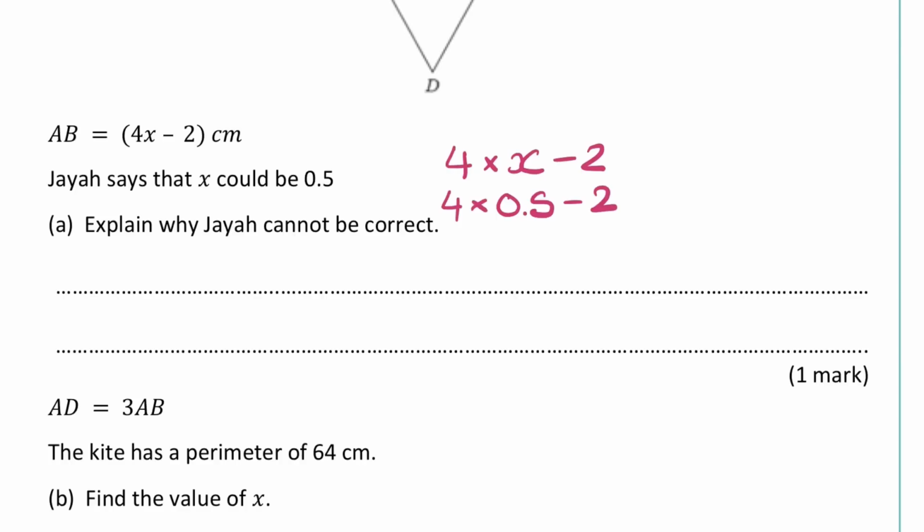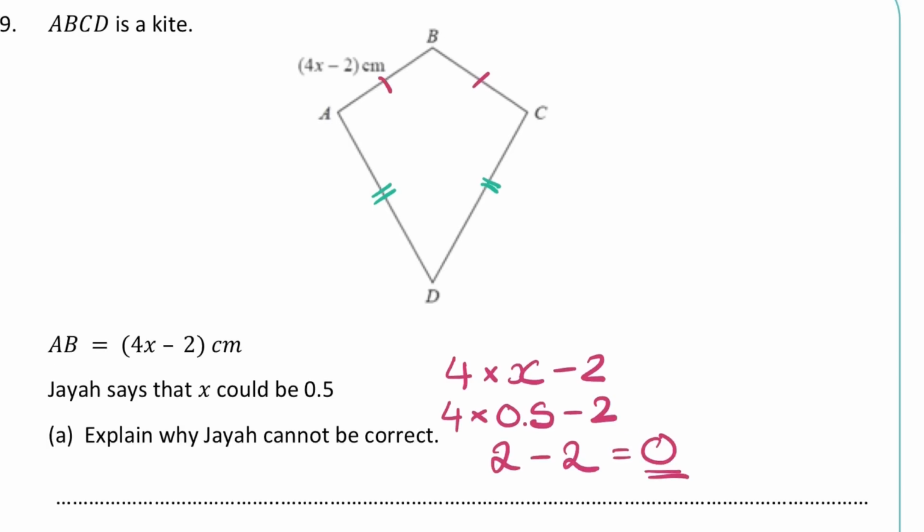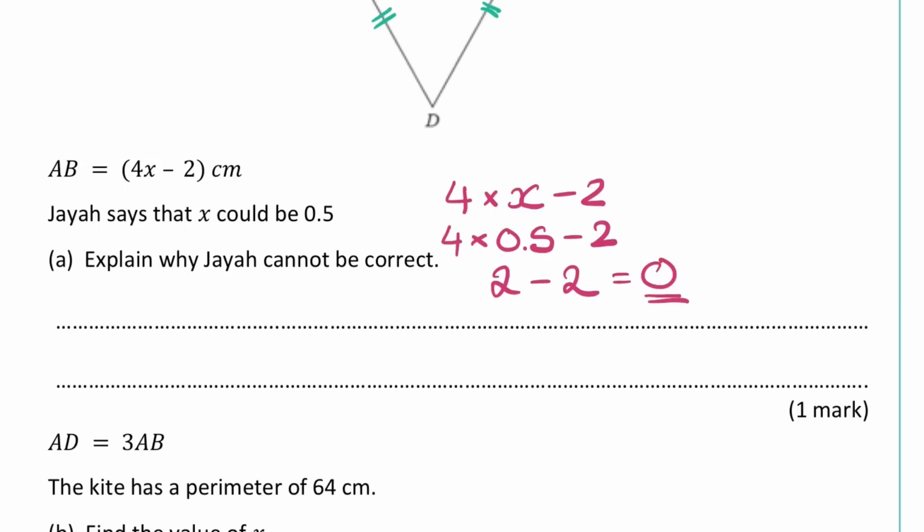4 times 0.5. Now that's not an awful one to do. If we count in halves, 0.5, 1, 1.5, 2. So 4 lots of 0.5 is 2. So that's 2, take away 2, which gives us 0. Well, that's absolutely impossible. You can't have a length of 0. You can't have a kite where one of the sides is 0 centimetres. So Jaya cannot be correct. You cannot have a side length of 0. There we go.